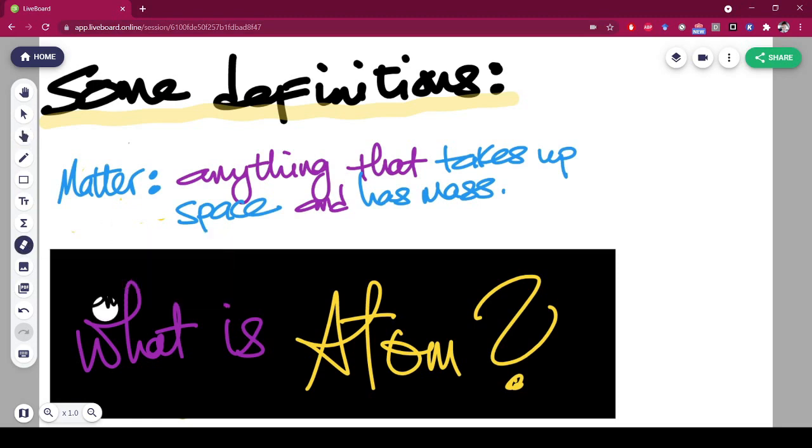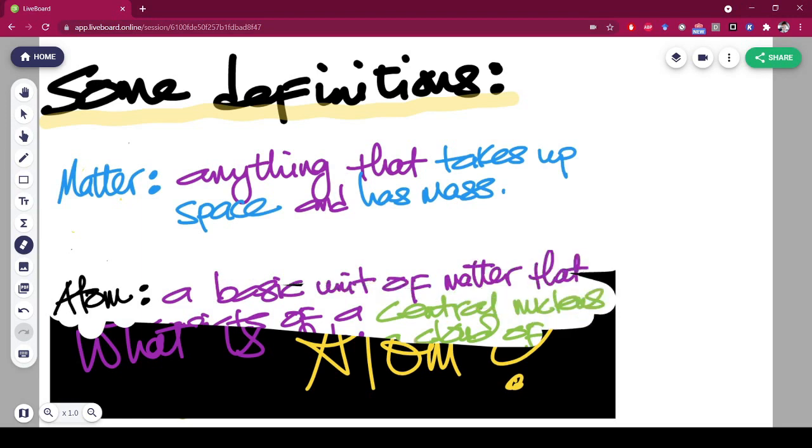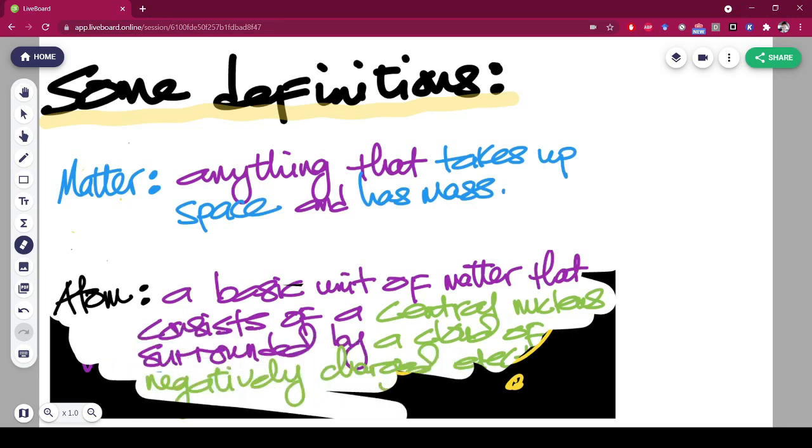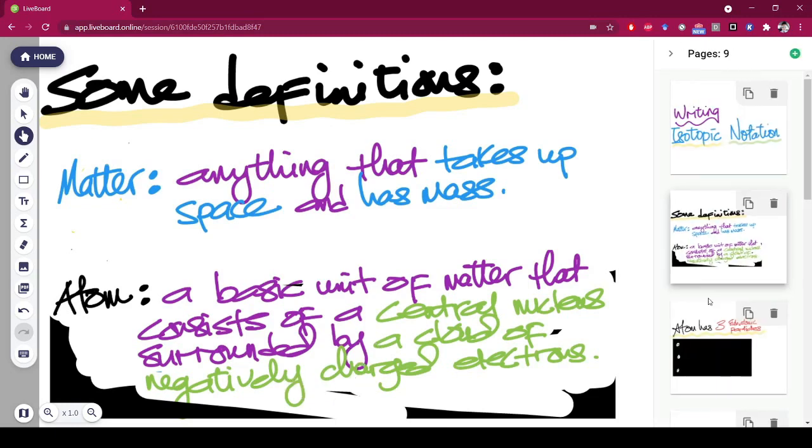What is an atom? Basically, from this definition, an atom is the basic unit of matter that consists of a central nucleus, and that nucleus is surrounded by a cloud of negatively charged electrons.